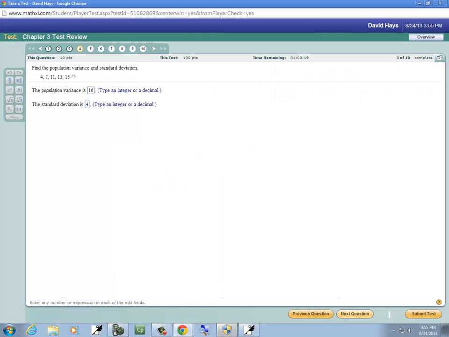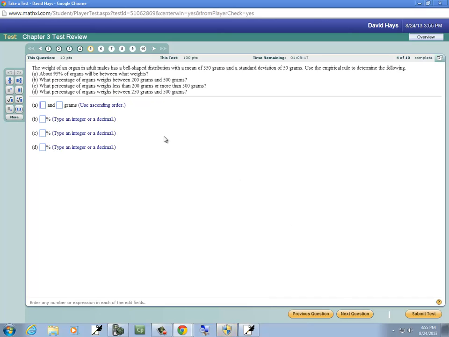Okay, next question. Number 5. The weight of an organ in adult males has a bell-shaped distribution with a mean of 350 and a standard deviation of 50 grams. Use the empirical rule to determine the following.